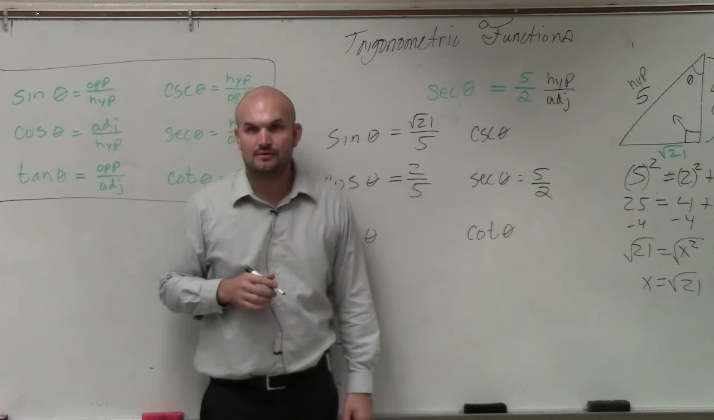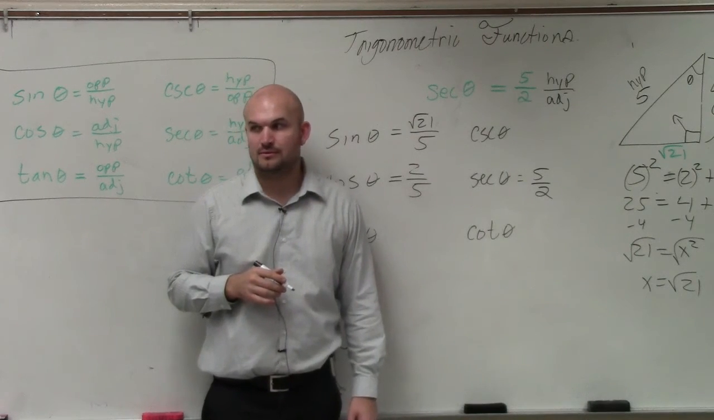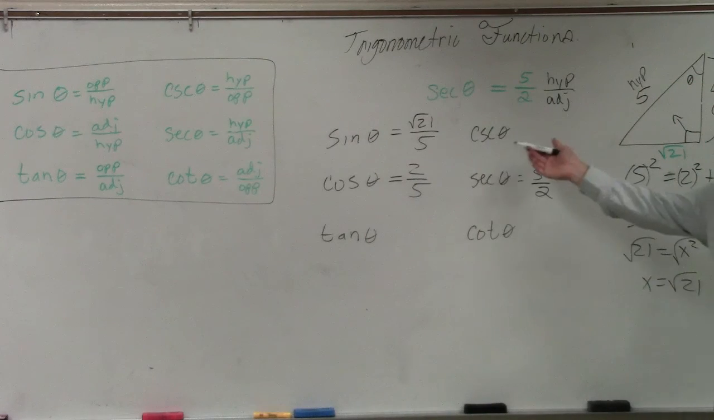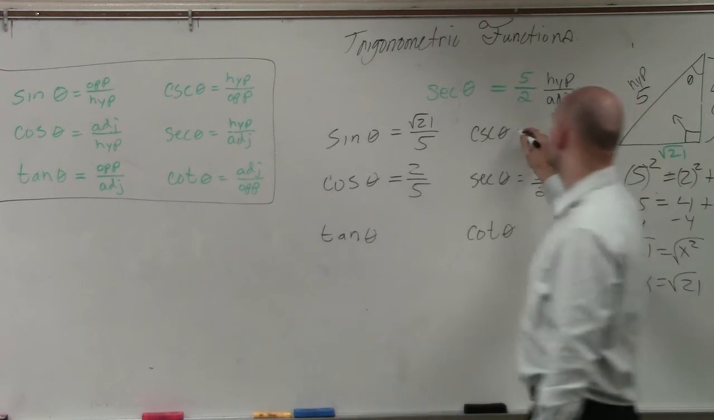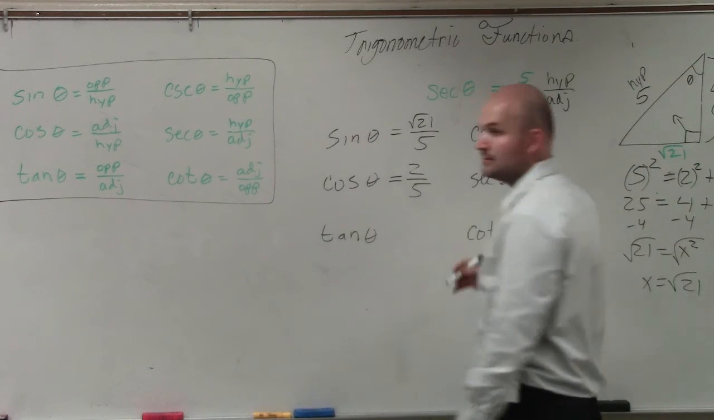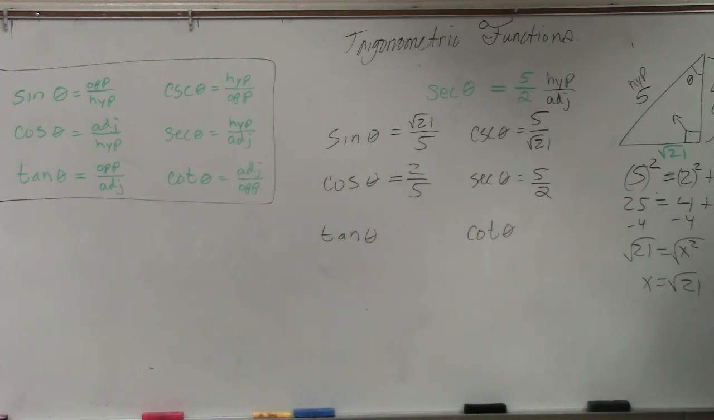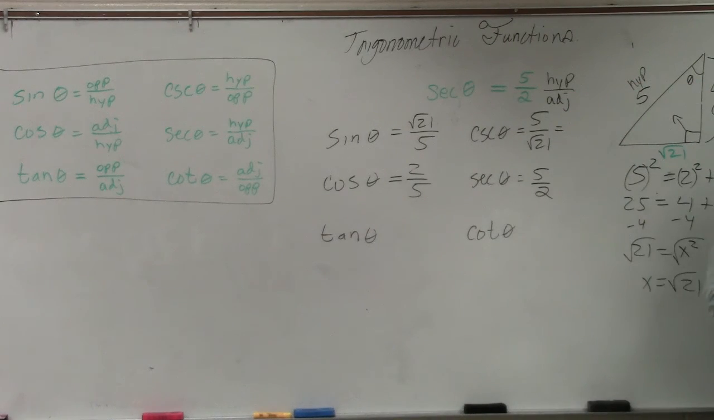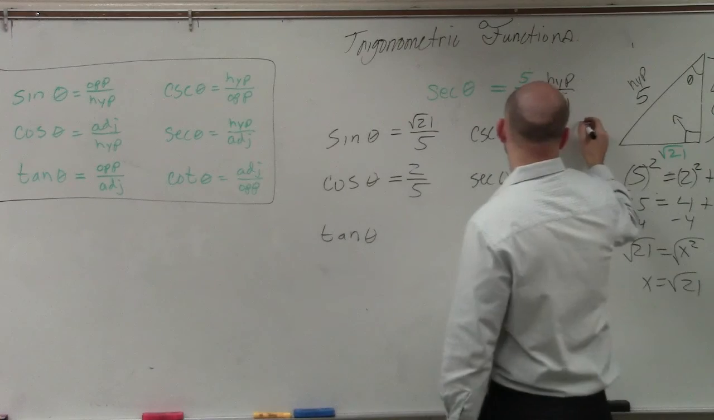Does everybody agree with me? Theta, opposite over hypotenuse. Now, cosecant is the reciprocal. So that is 5 over the square root of 21. But we don't write it like that. We need to rationalize the denominator. Is it OK if I don't rationalize the denominator and show you what the answer is? How about I do it and see if you agree with me?